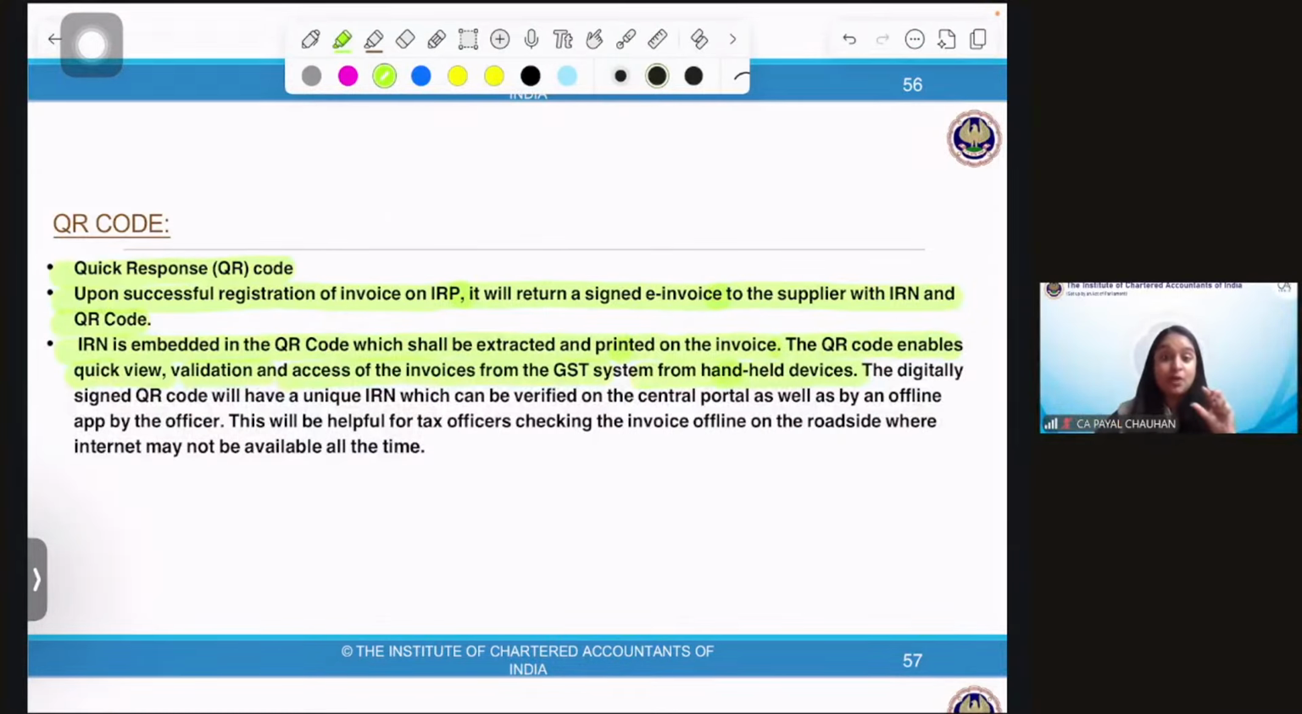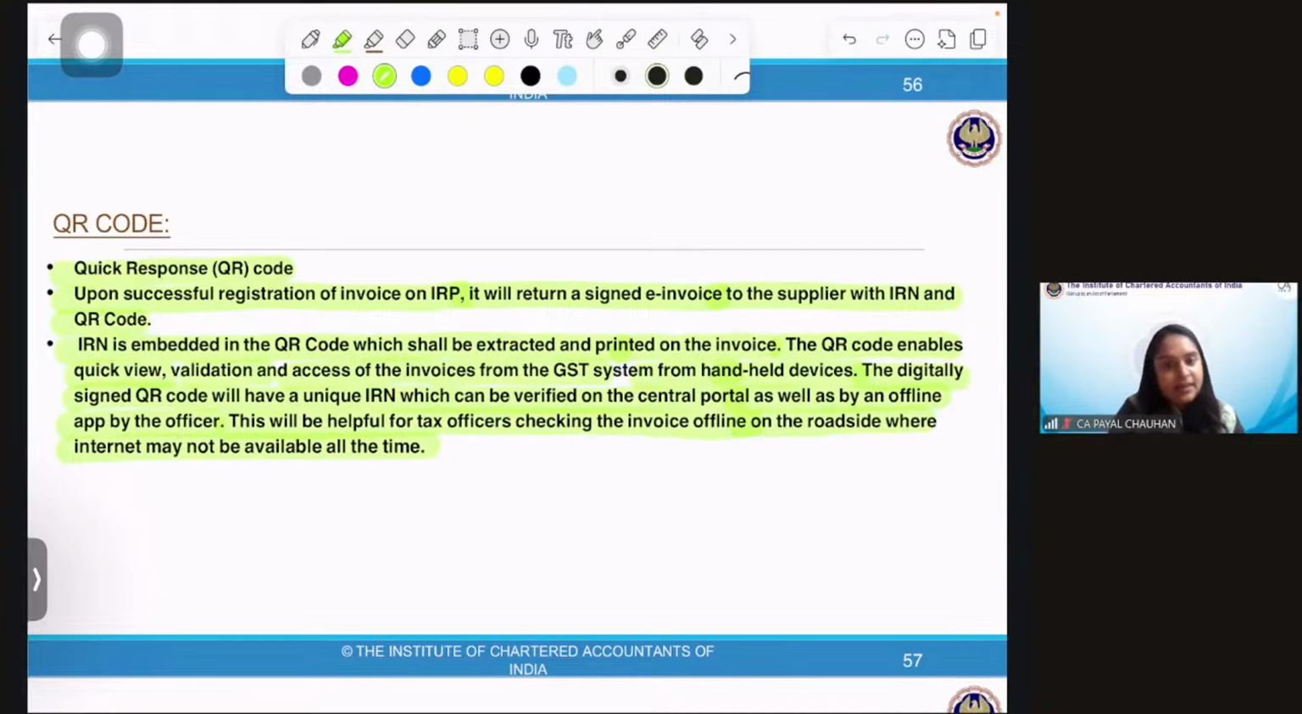That means the QR code has much of the information related to the product. Now, the digitally signed QR code will have a unique IRN, which can be verified on the central portal as well as by the offline app by the officer. This will be helpful for a tax officer checking the invoice offline on the roadside, where the internet may not be available all the time. Did you people understand about the QR code?